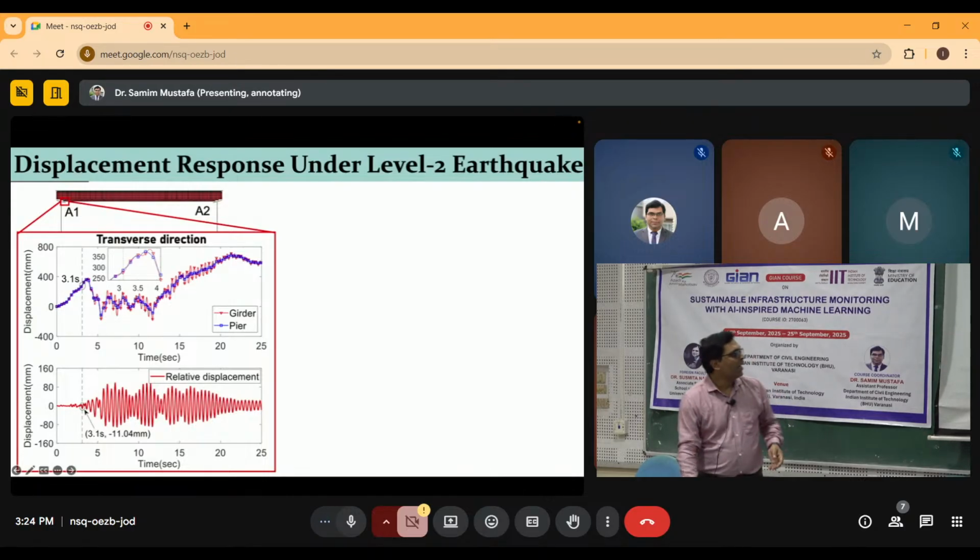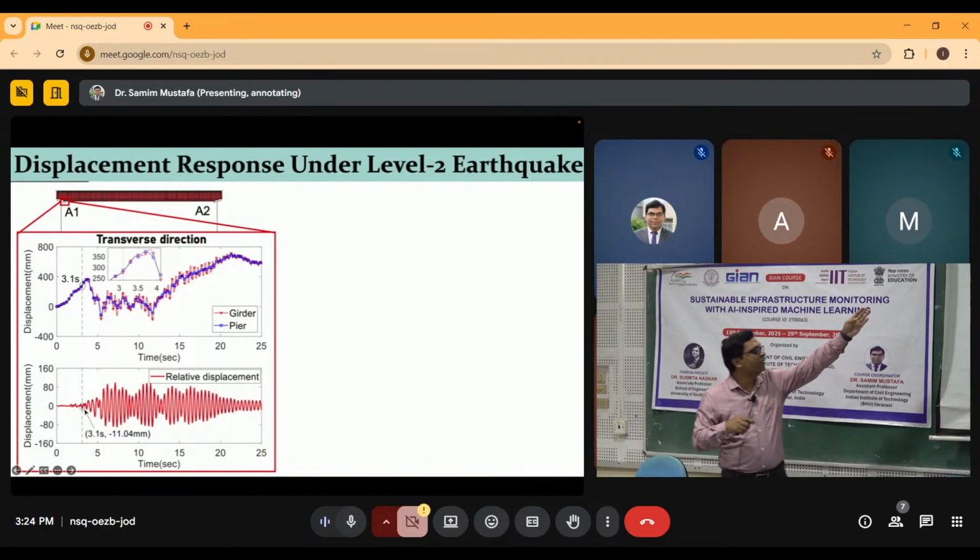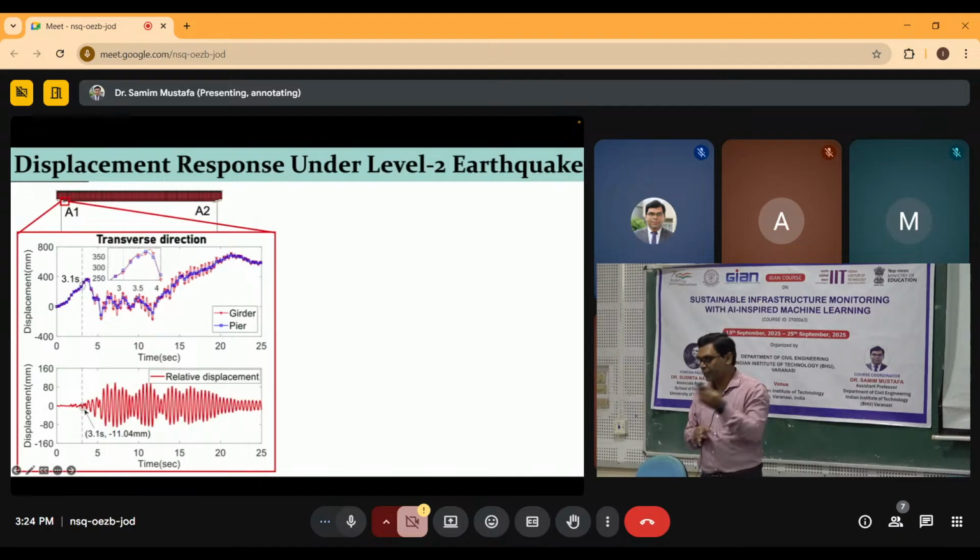And that is happening over there. So you see the girder and pier. Girder is at the top, pier is at the bottom. They have started to have some relative deformation. That means the side block which was resisting is no longer there. Once it is broken, there is a relative deformation between the substructure and superstructure. So therefore it is happening.